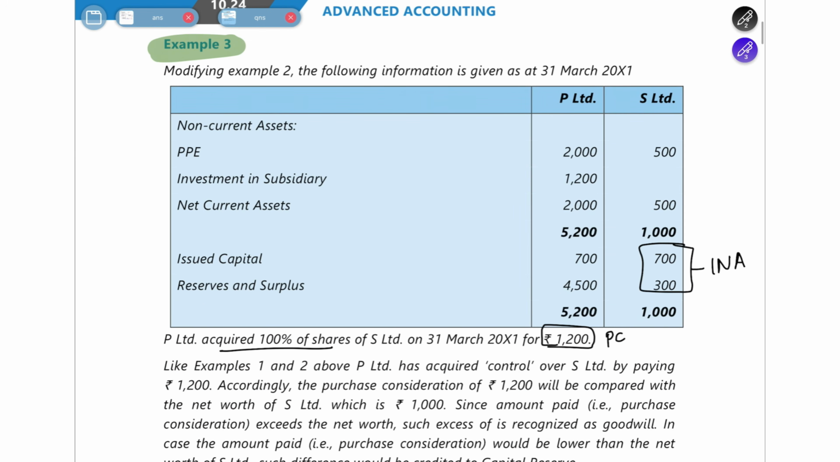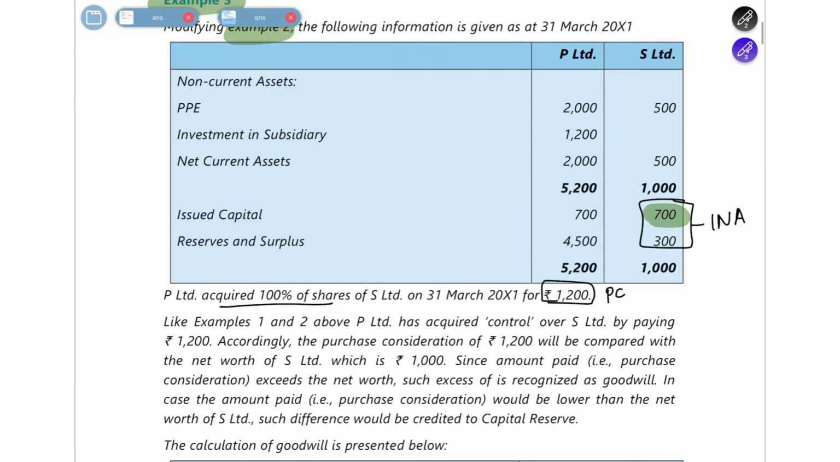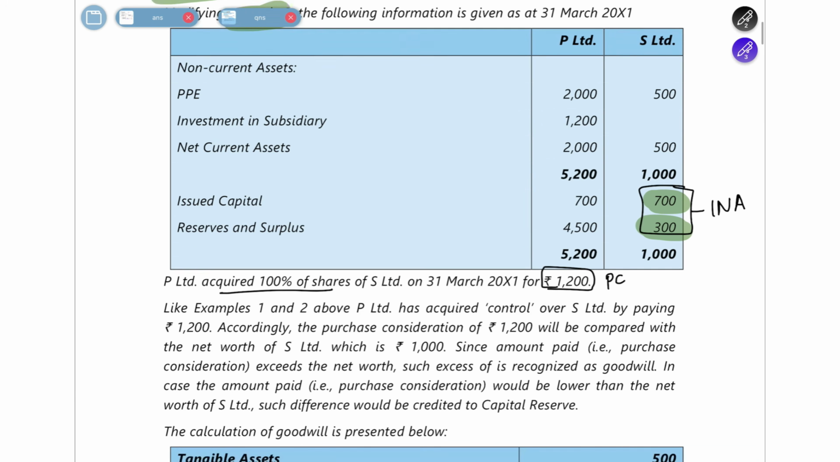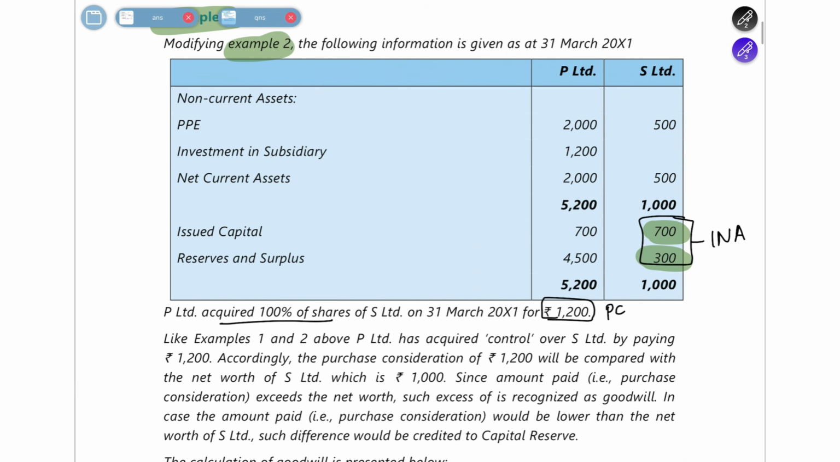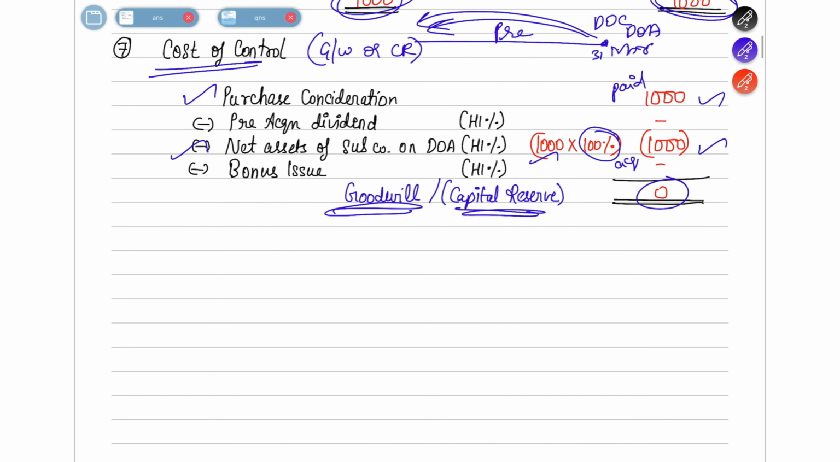Now let's move on to example number 3. In example number 3, they are modifying example number 2, which means the issued share capital is 700 here and reserves and surplus are 300. The only thing they have changed from the last example is the PC. It was earlier 1000, now they have made it 1200. Now let's move on to solving example number 3 also.